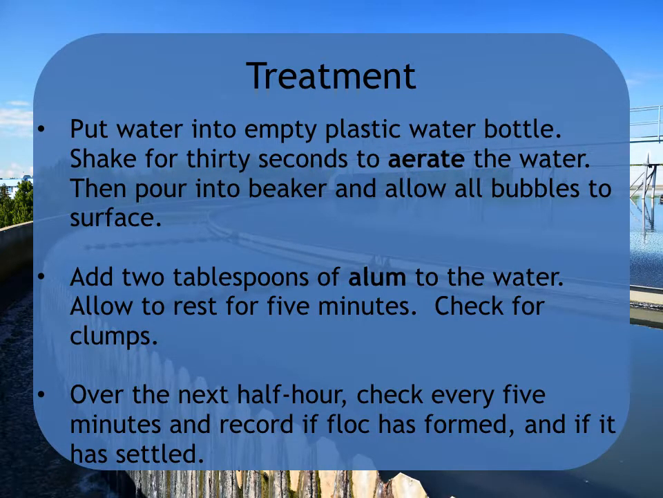Now, pour your water into a plastic water bottle and seal with the cap. Shake vigorously for 30 seconds before pouring the water into a beaker. Allow all the bubbles to surface before stirring in 2 tablespoons of alum into the water. Alum should be readily available at a supermarket or online. Allow your water to sit. Check for clumping every 5 minutes for the next 30 minutes. Record when and how much floc has formed.